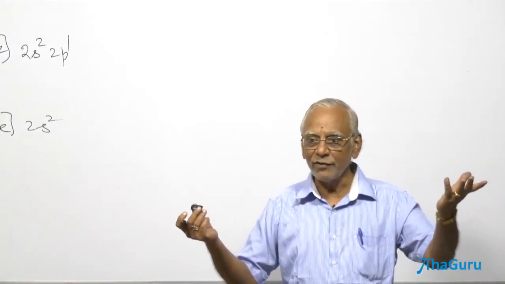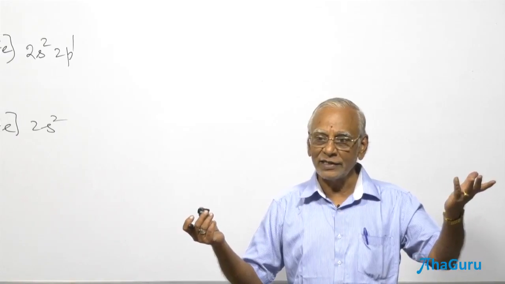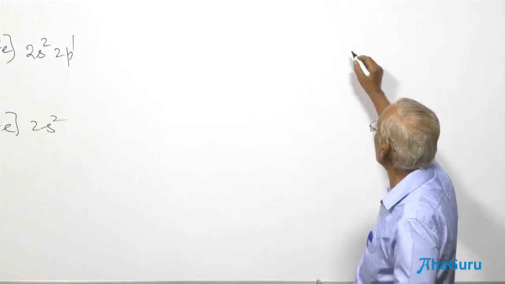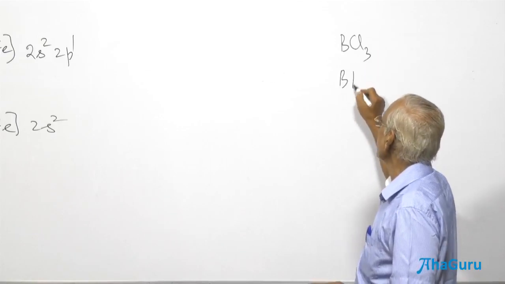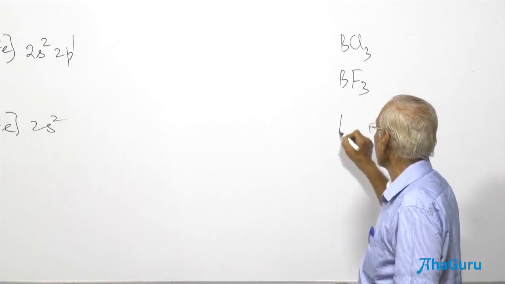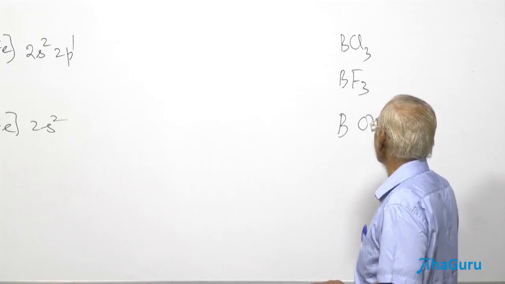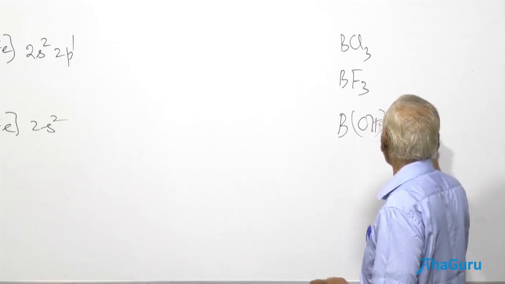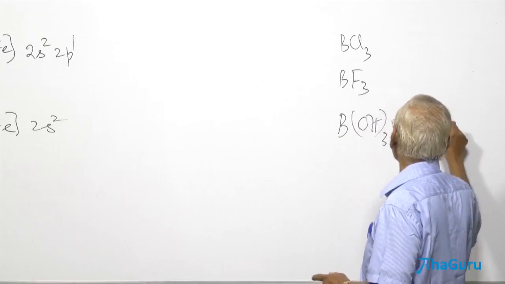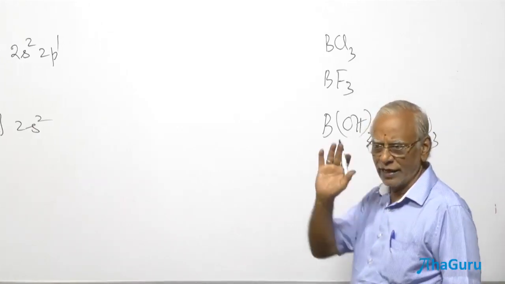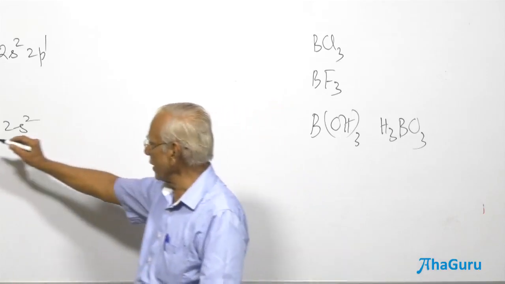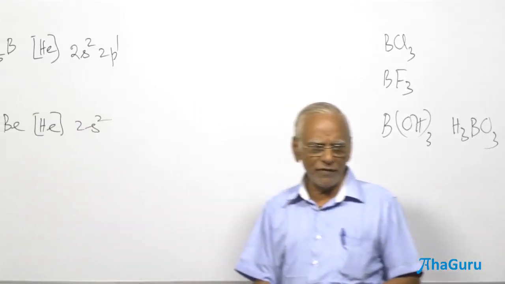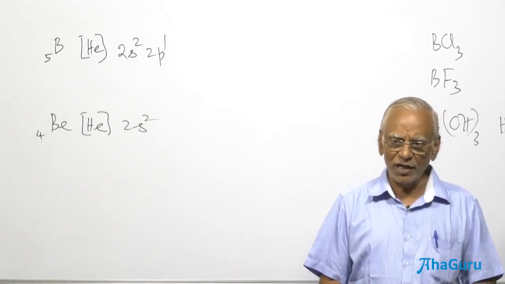But unfortunately, we don't have a single compound with valency 1. All the compounds of boron exhibit valency 3: BCl3, BF3, boron nitrate, B(OH)3, it is called orthoboric acid, H3BO3. You are going to study all these things. Boron has got valency 3, not 1. Beryllium, what should be the valency of beryllium? 0, as per the Aufbau principle.